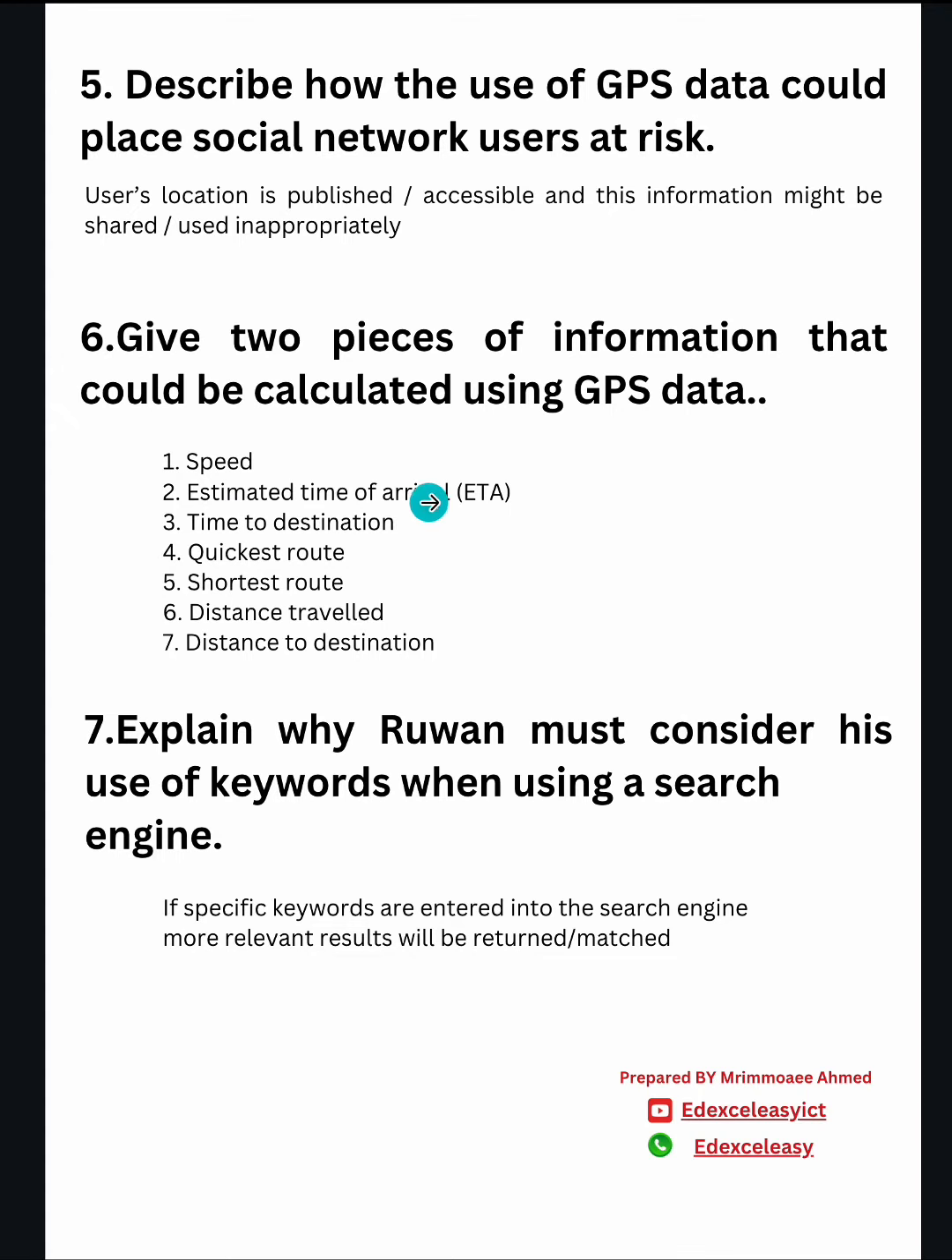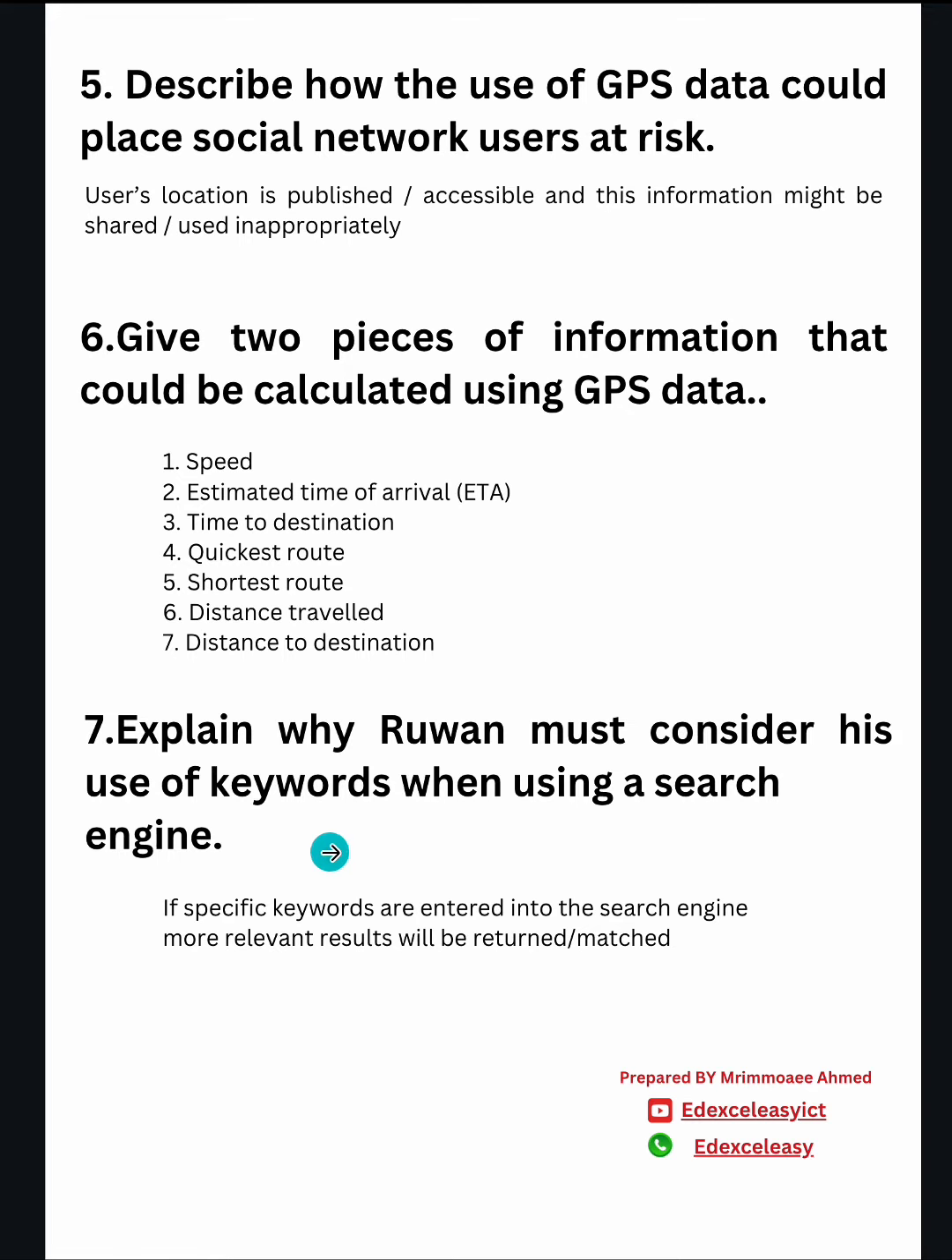Then this is another question, which is: give two pieces of information that could be calculated using GPS. So by using GPS we can calculate the speed and estimated time of arrival, right? Because when we are using Google Maps we can get when we will arrive, time to destination, quickest route, shortest route, distance travelled, and distance to destination. These are all the things. It depends on how many marks, because they are saying two pieces, I gave seven so that you guys can get more information.